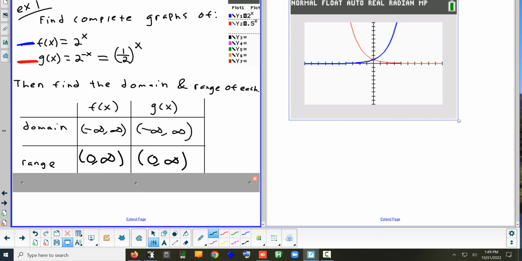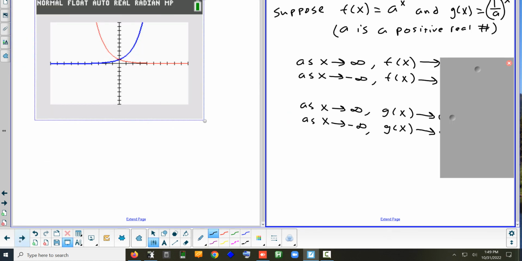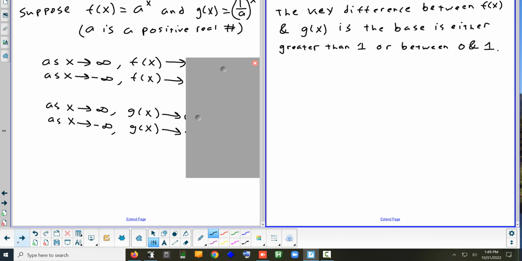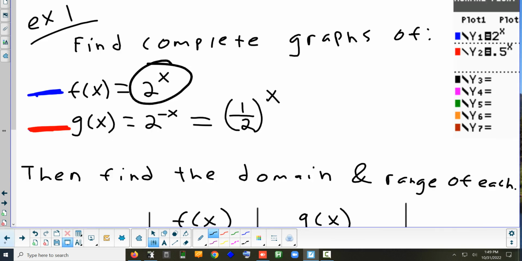Now, we looked at this specifically for the graph of 2 to the x, but it would be true for the graph of 3 to the x as well. The only thing different is the curve would be a little steeper. So the key difference between f of x and g of x, let's just go back for 1 second. This was f of x. Look at the base. There's g of x. The key difference is what the base is.